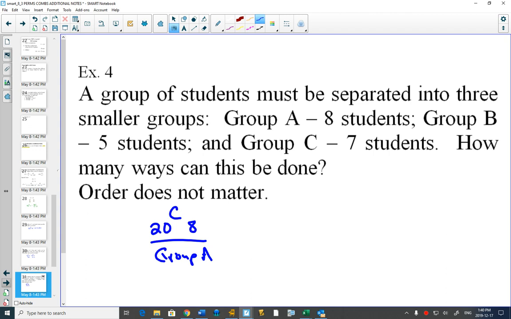Am I done with my decisions? No. This will get multiplied by the decision of who will be in group B. Why will I not write 20 choose 5? I need 5 people for group B, but I already took out 8 and put them in group A. Does that make sense? So there's only 12 people left, and I need to choose 5 of those.